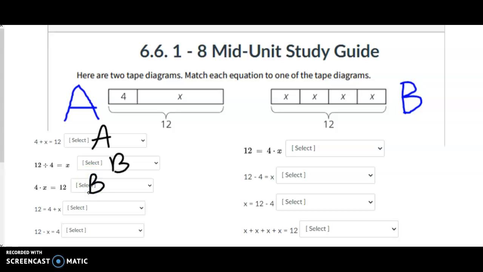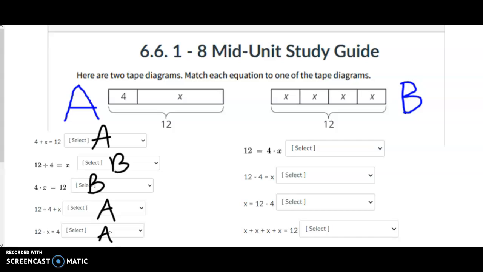So that is B. The following one is 12 equals 4 plus x, and that goes with A, since we're adding the 4 and the x. The next one is 12 minus x equals 4. That's also A. We're just undoing the total and subtracting an x, and that will leave us 4.